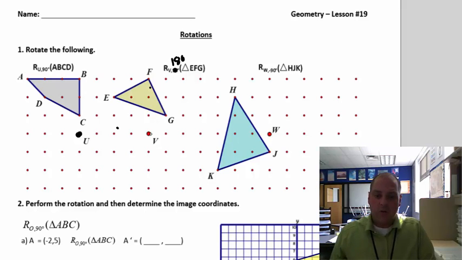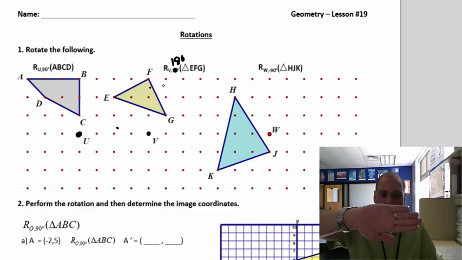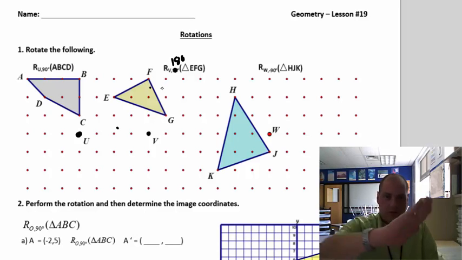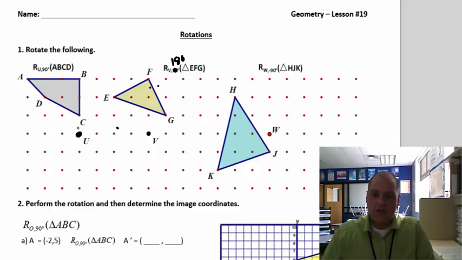This one is rotation around V, and it's 180. 180 is basically just upside down, okay? Here's my hand. Now it's upside down. Rotate 180, from here to here. That's 180. And then negative 90 is just clockwise. 90 is counterclockwise. Negative 90 clockwise. All right? So we're doing this one counterclockwise.